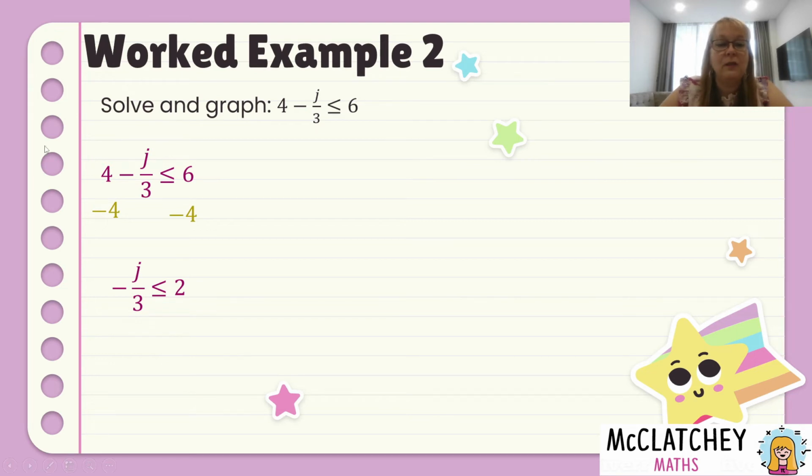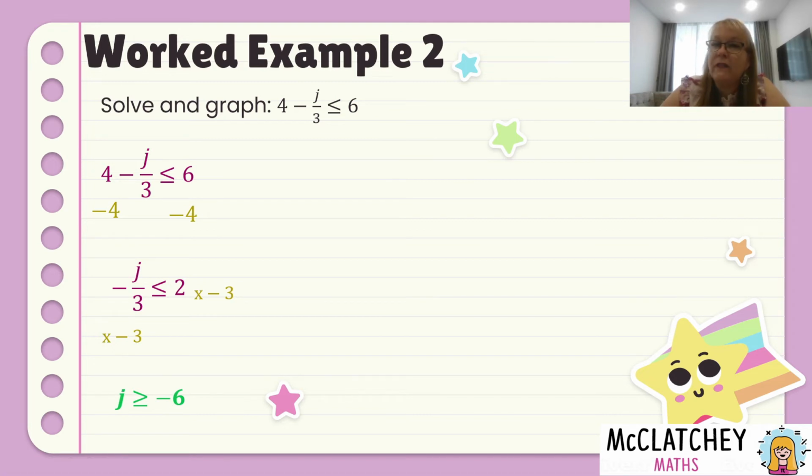Now I'm going to get rid of this division, but I need to remember this is a negative. So I'm actually going to be doing the opposite of divide, which is multiply, and I'm going to be multiplying both sides by negative 3. And this is where my sign flip over rule takes place, because now I've multiplied both sides by a negative number. So now my answer will be j will be greater than or equal to negative 6.